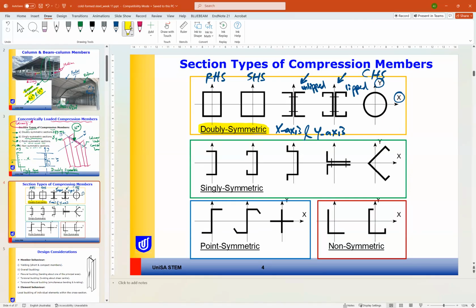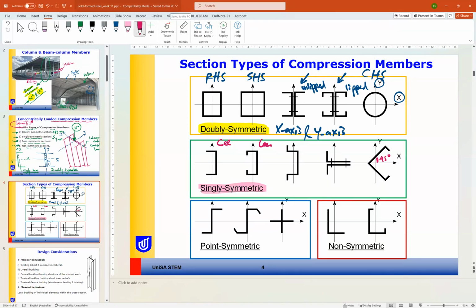The other type is the single symmetric, similar to this one here. It can be one channel or C-section, C-section lipped, this one C-section or hat section, this one two equal angles. This one is an angle, but taking a 45-degree orientation and with a lip. So all these are examples of the single symmetric section.